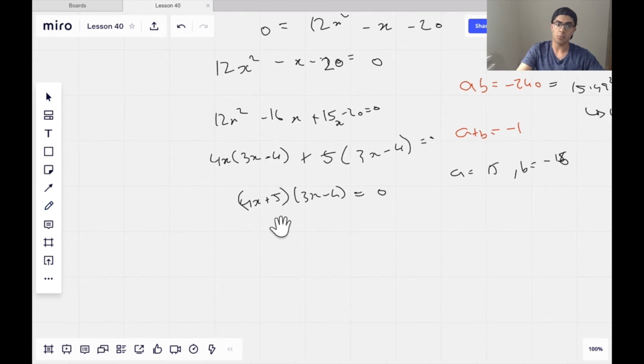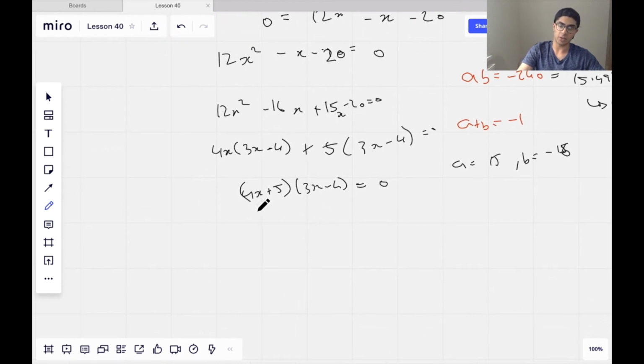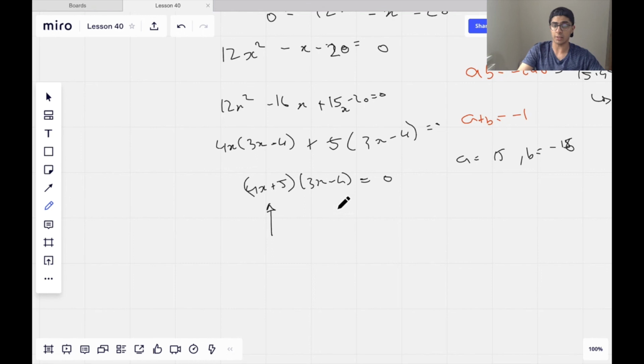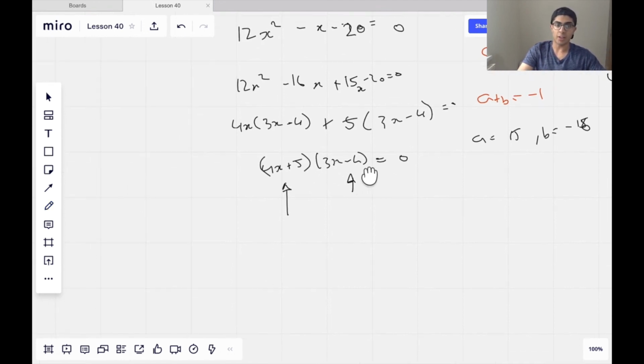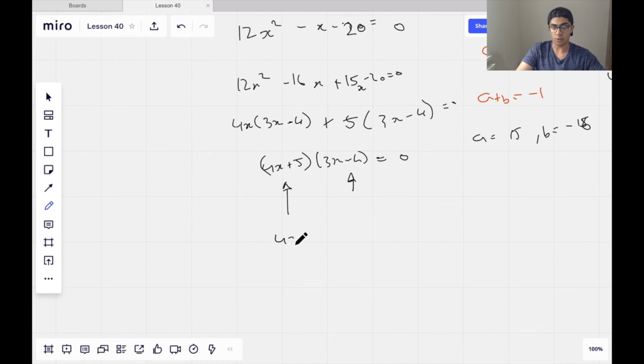And then, since the coefficient of x doesn't equal 1 in this case, what we need is for this bracket to evaluate to 0, or this bracket to evaluate to 0, for the whole thing to evaluate to 0, by the same logic we had before. So for the values of x for which this is 0, you say 4x plus 5 is equal to 0, so x is equal to minus 5 by 4, and 3x minus 4 is equal to 0, so x is equal to 4 over 3. And those are the two values of x.